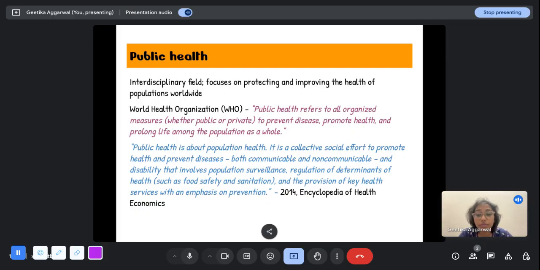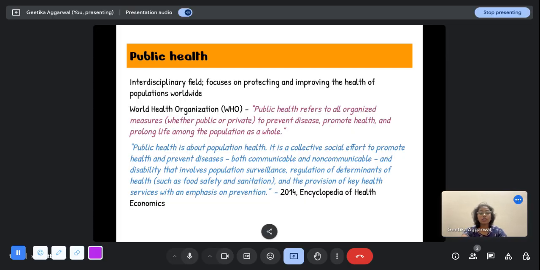You also deal with disabilities, and you undertake surveillance of the population. You carry out family surveys. There is regulation of determinants of health. So you regulate things that can actually affect health, for example food supply, air quality, water quality and the sanitation in the area. You mostly try and provide key health services with an emphasis on the prevention of the cause of disease, and then looking at treatment as well.